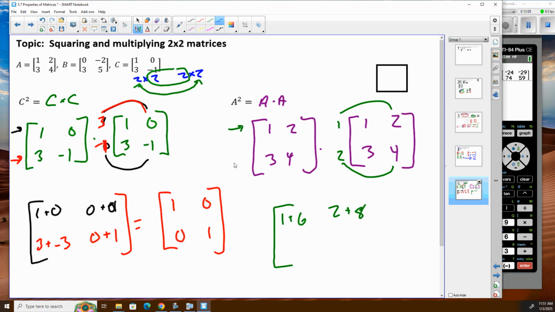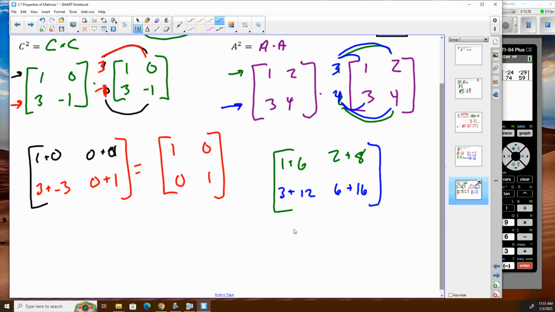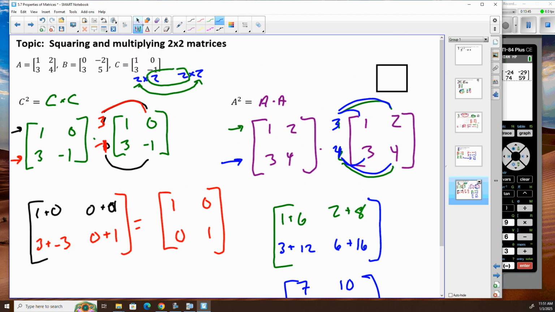And then I'm going to take the numbers in the second row, the 3 and the 4, and now multiply those. So 1 times 3 is 3, plus 4 times 3, which is 12, and then I'll go 3 times 2, which is 6, plus 4 times 4, which is 16. And then when I add my terms together, I get 7, 10, 15, and 22. So as I saw when I did A squared, I didn't end up with the identity matrix like I did on C squared. And you'll be doing something similar to this on question number 12.